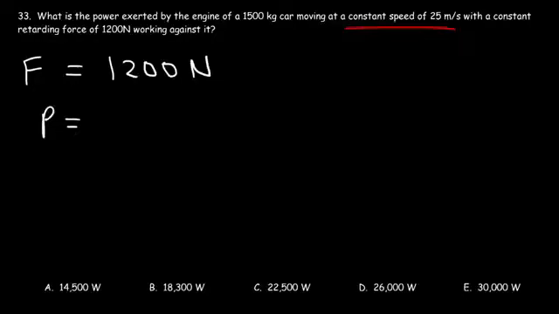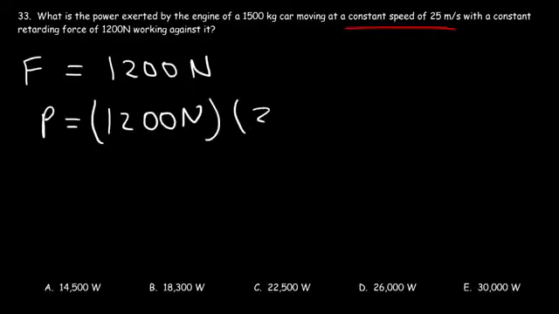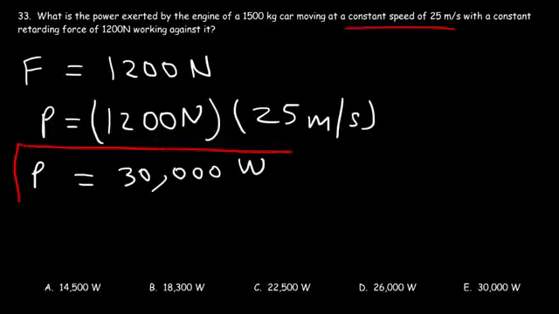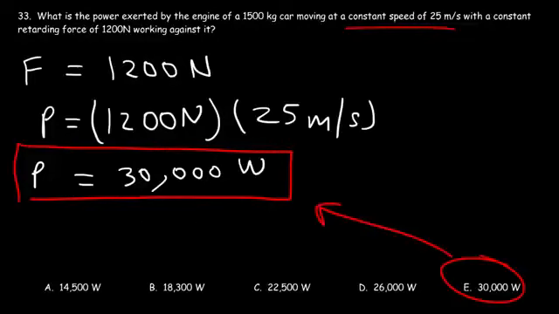So the power exerted by this engine is going to be the applied force of 1,200 multiplied by the speed of 25 meters per second. And so this comes out to 30,000 watts. So watt is the unit of power. 1 watt is 1 joule per second. Therefore, E is the right answer.